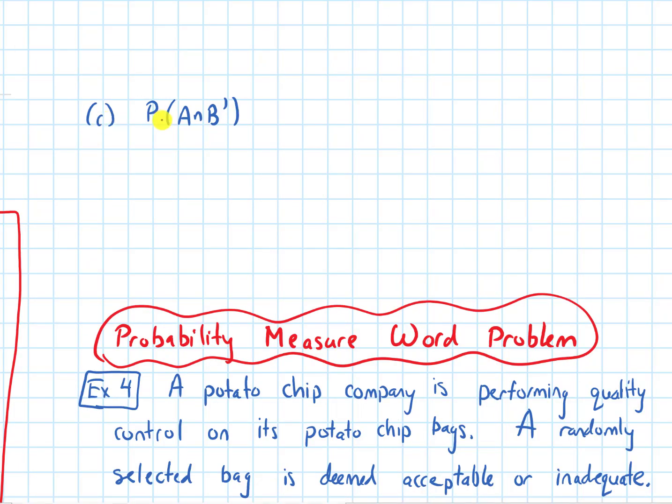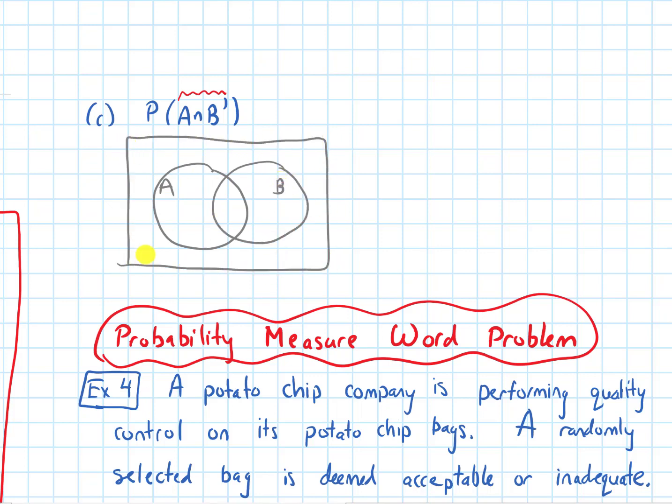Alrighty, this part asks for the probability of A intersected with B complement. Let's draw a Venn diagram again. I'll have A, we will have B, and let's draw the sample space. I already know the value for the middle, it's 0.26. We worked that out in part B. A intersected with B complement means that we are in A, and we're in B complement, which means we are not in B.